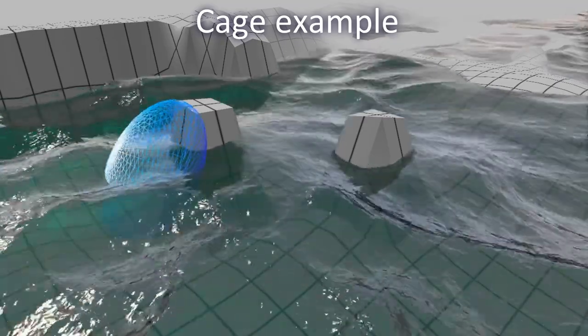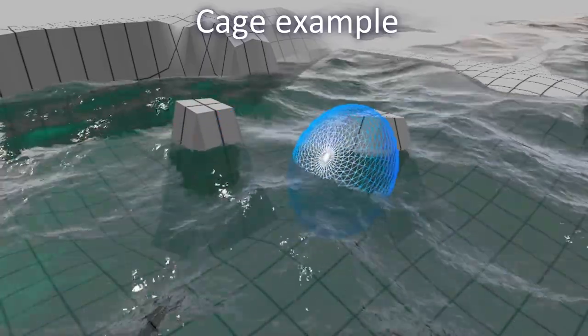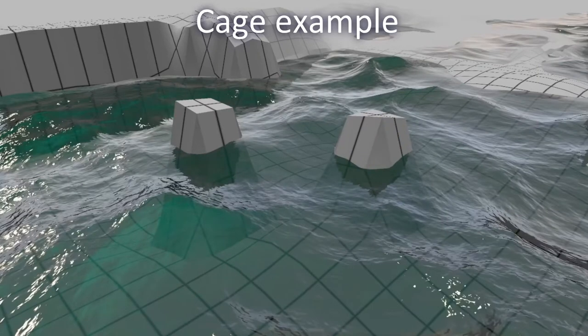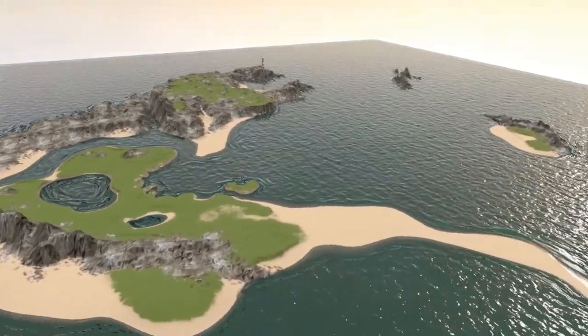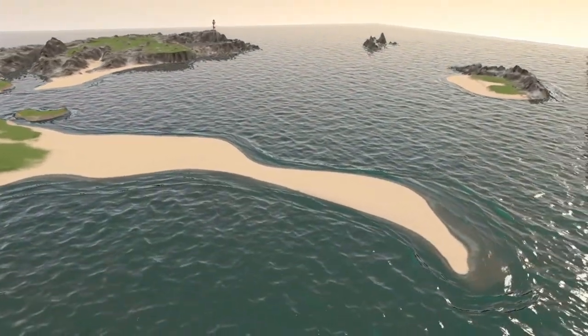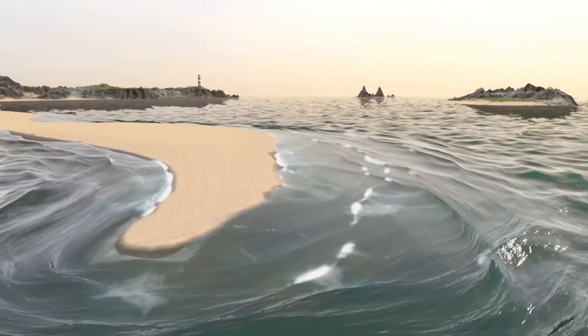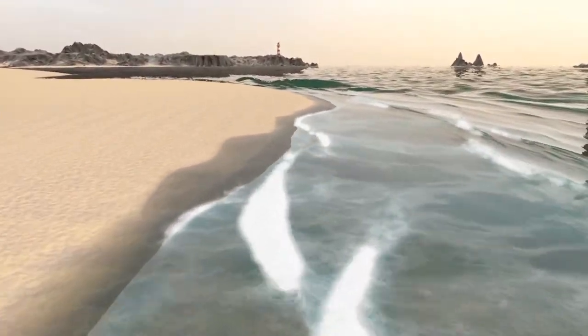Here's an example how cages are laid out in a scene. You can also see the grid used to store the cage parameters. Here's a more complex scene, where we tested our implementation on a laptop with a decent GPU. To mimic breaking waves, we combined the procedural waves with a particle system.